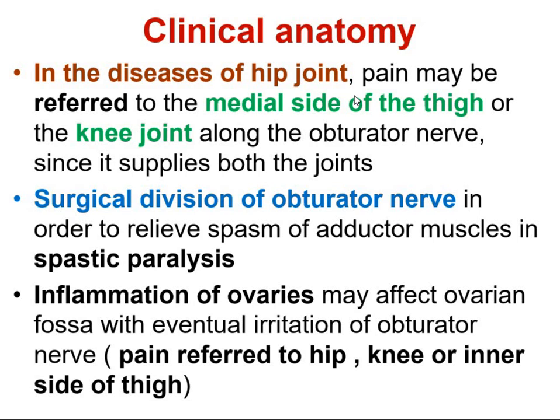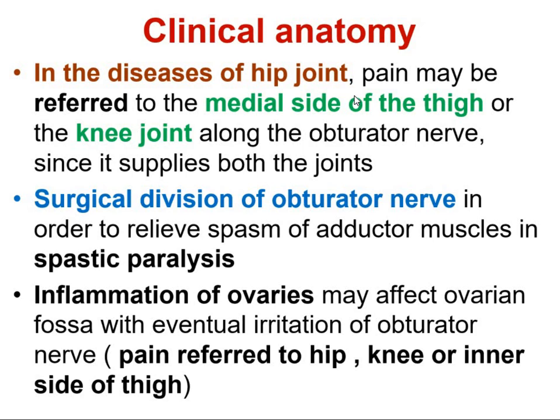Then the surgical division of obturator nerve is done in order to relieve spasm of adductor muscles in case of spastic paralysis. Then we have inflammation of the ovaries, which are present in the pelvis. If there is inflammation of ovaries, it can lead to peritonitis. जो पेरिटोनियम की इन्फ्लेमेशन होगी. Infection of the peritoneum.